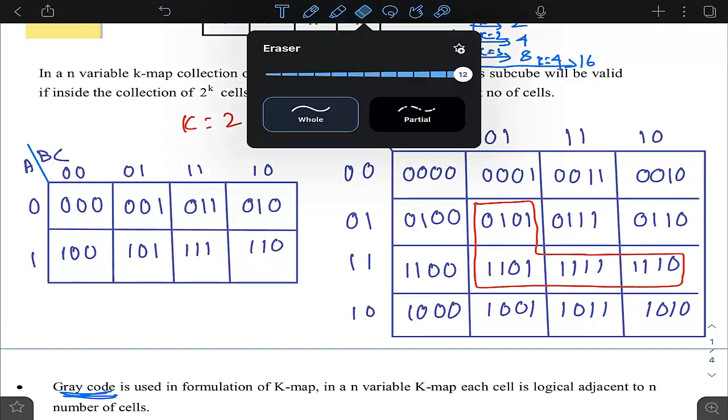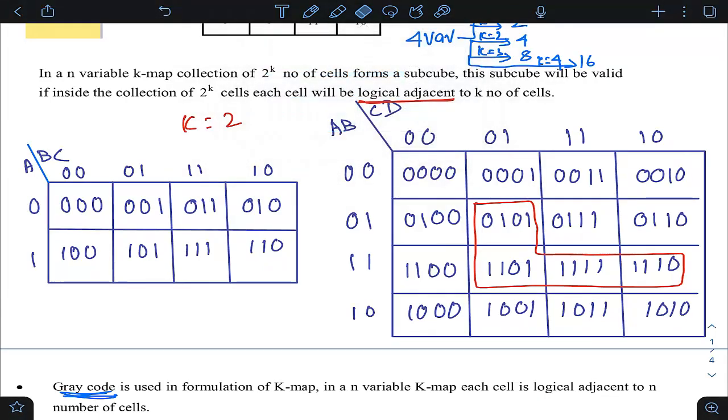Now let me take some other kind of pattern and let us try to explain whether it satisfies the valid subcube condition or not. Now suppose let me take a collection of 8 cells.